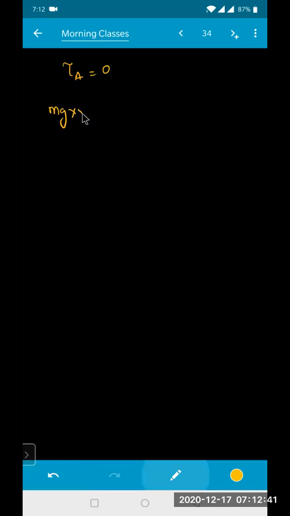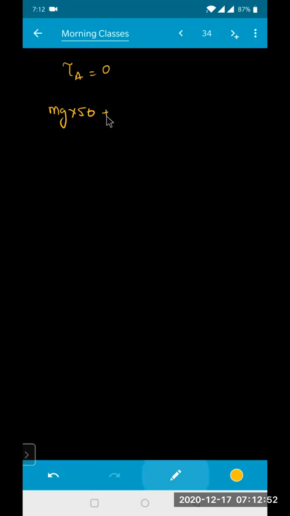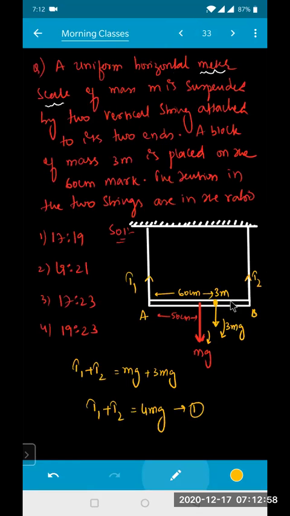mg into 50, in which direction? Clockwise. 3mg is also clockwise. So they act in the same direction, clockwise. కాబట్టి this one is 3mg into 60. That must be equal to T2 into this one, which is 100 centimeters.